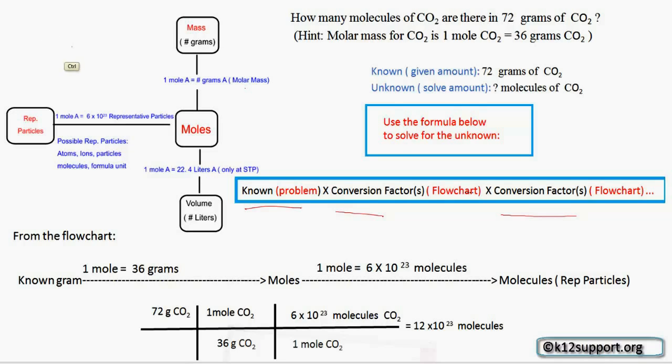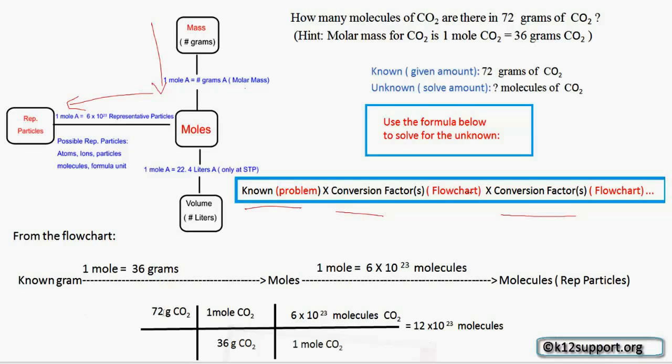The flowchart basically tells you how many steps are involved in solving the problem. Your known is the mass, and you want to go all the way to representative particles, so you have to go from mass to mole, and from mole to molecule. Therefore, there are two conversion factors involved in solving these problems.